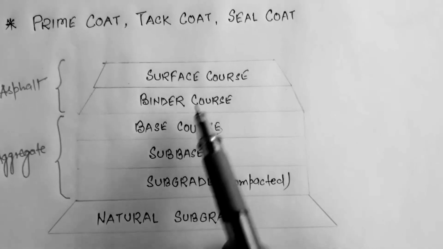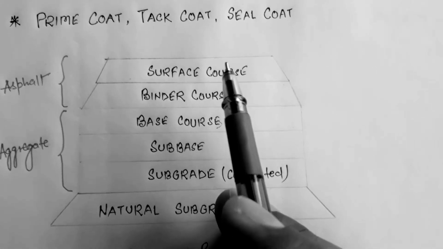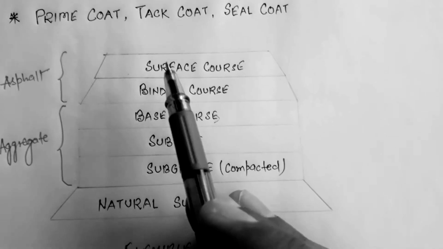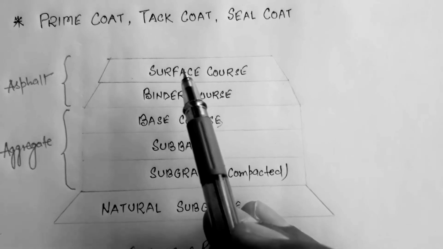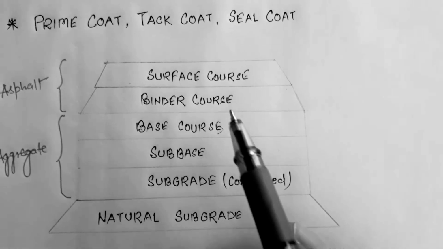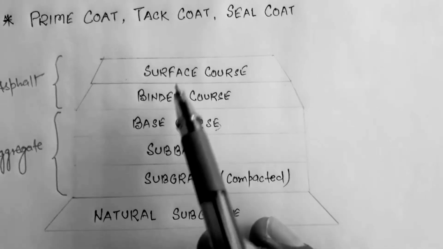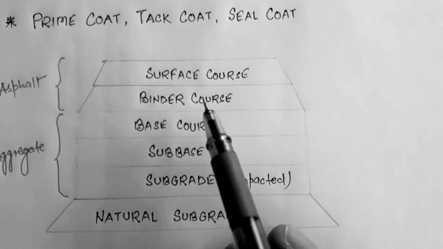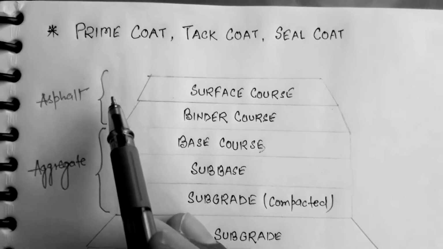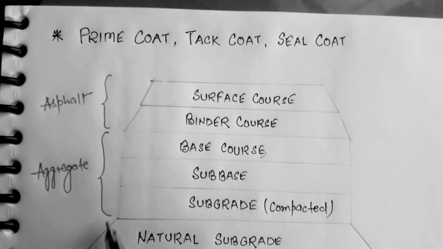Okay, after this the surface course layer is your final layer of your pavement surface. Materials are provided to give a smoother road so that vehicles and traffic move smoothly. These are categories of asphalt. Here we can see these two layers are categorized in the form of asphalt, and the remaining layers are aggregate.